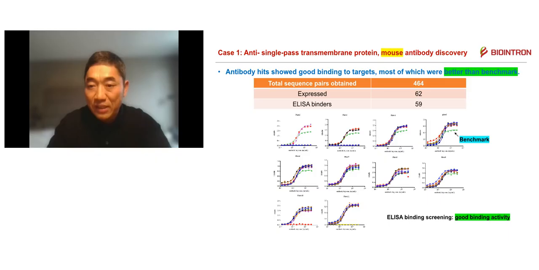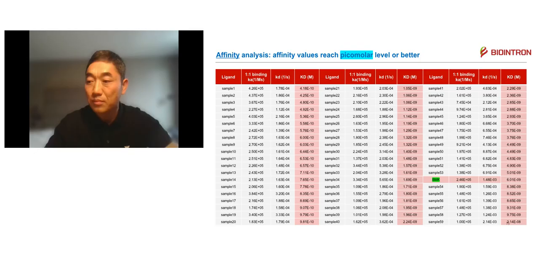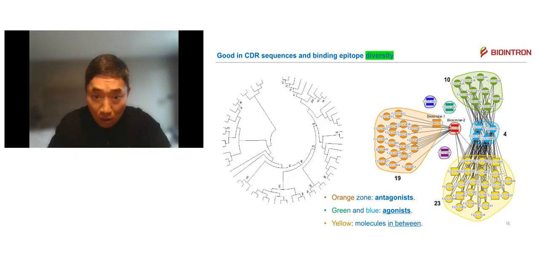You can tell that, compared with the benchmark, most of the hits we got have much better binding activities. And if you look at the affinity, it's a similar story. Compared to the benchmark, most of them reached the -10 range.